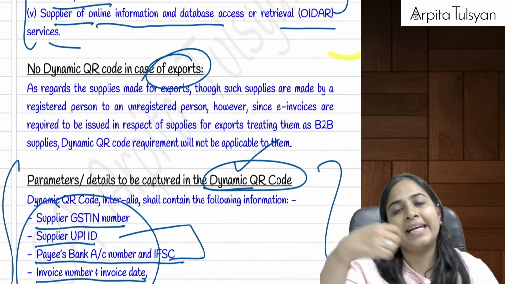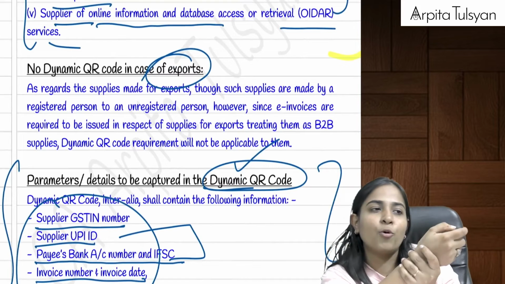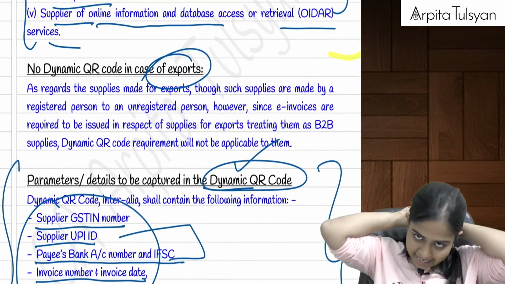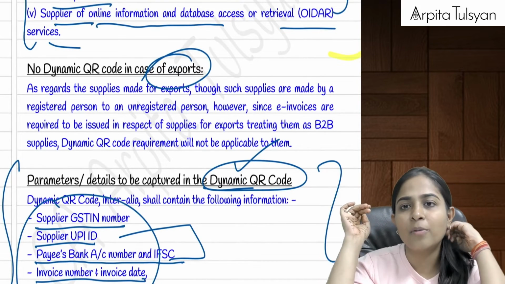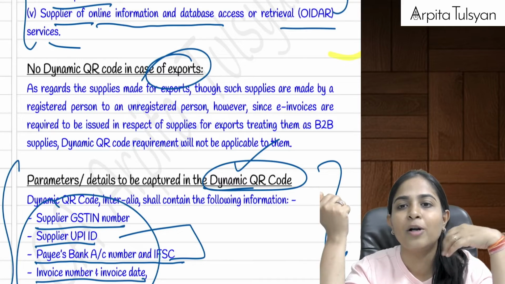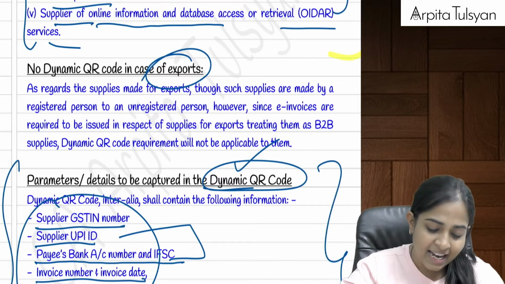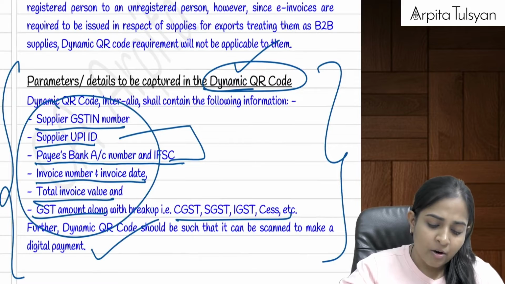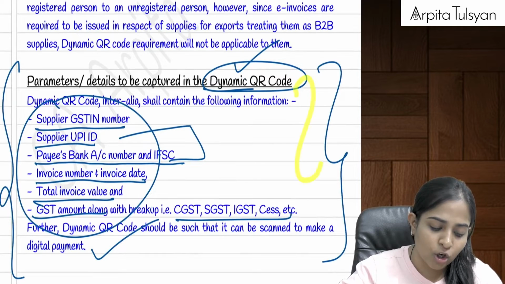And similarly, in case of exports, when we are exporting any particular goods, in that case, we are not required to put the QR code, because anyway, the other person will not be able to make the payment by scanning that dynamic QR code. Okay, so dynamic QR code will contain what all information?